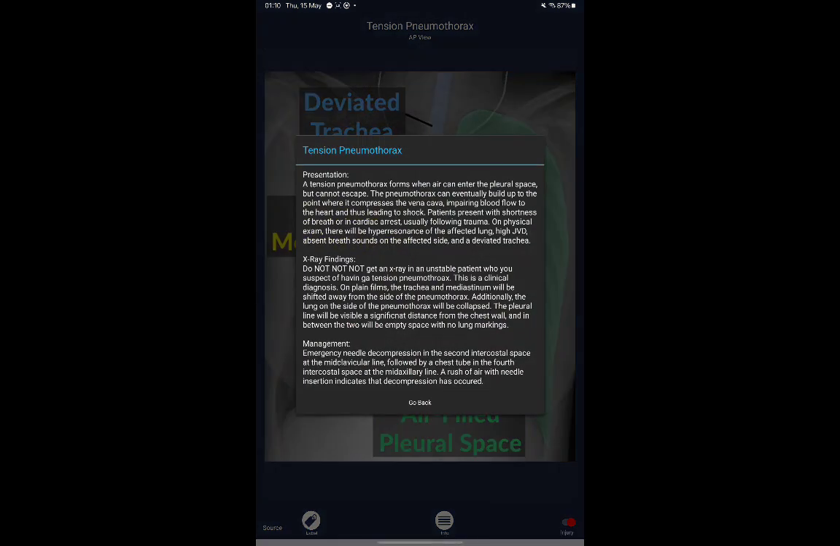This is it. Regarding the management of tension pneumothorax: emergency needle decompression in the second intercostal space at the mid-clavicular line, followed by a chest tube in the fourth intercostal space at the mid-axillary line. A rush of air with needle insertion indicates that decompression has occurred. When we insert the needle, we hear the sound of the air gushing outside the chest.